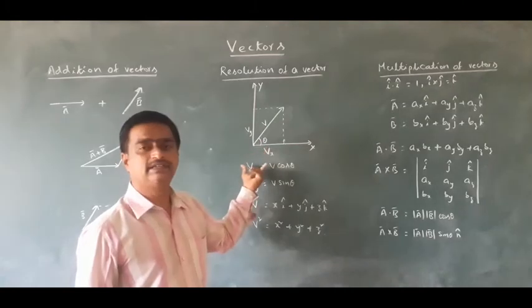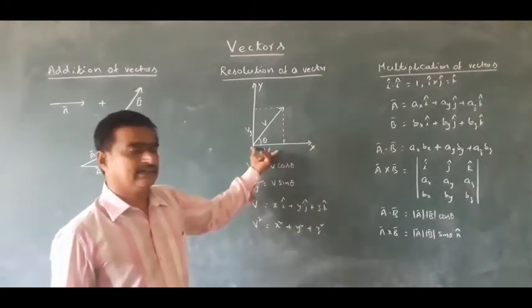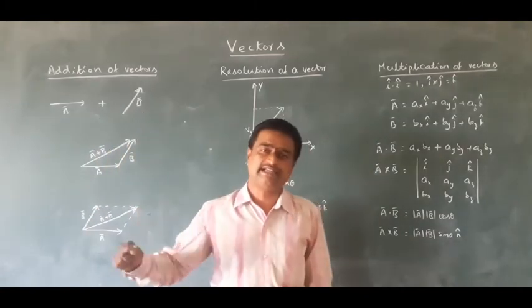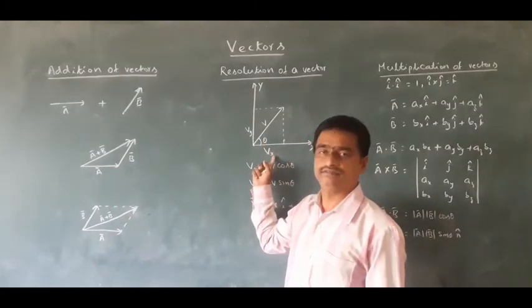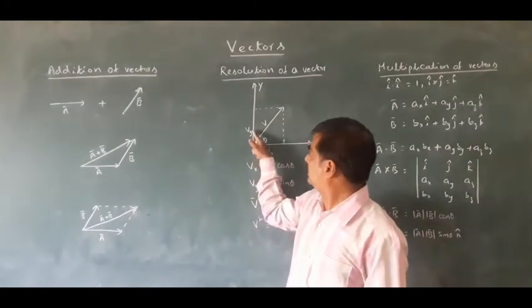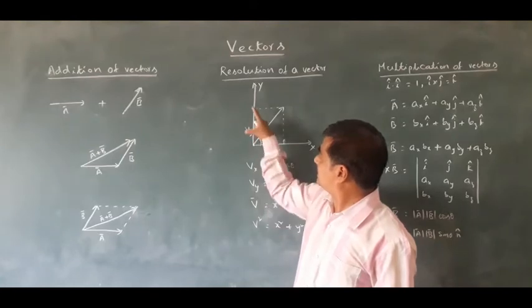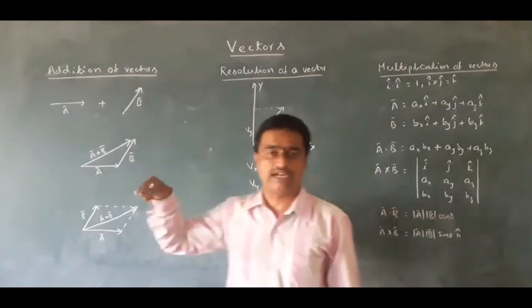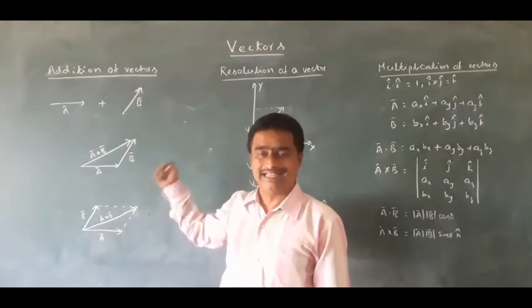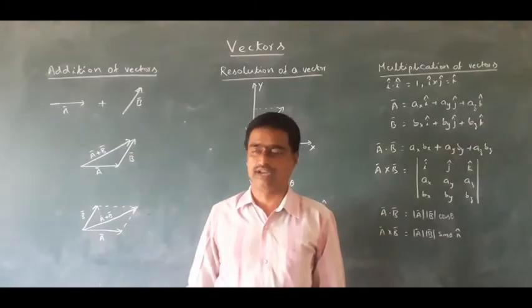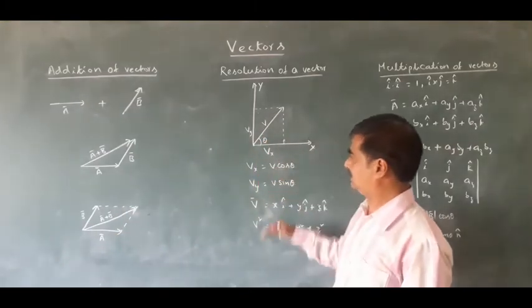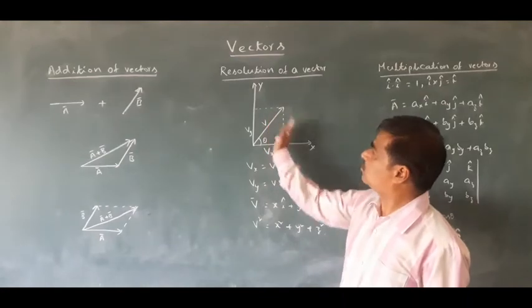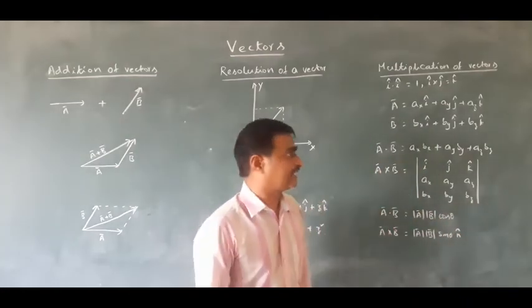Then the component containing theta is p cos theta. If we take this theta here, it becomes p cos theta. The component containing theta is the cos component. You have to remember this well. This is how we are going to resolve a vector.